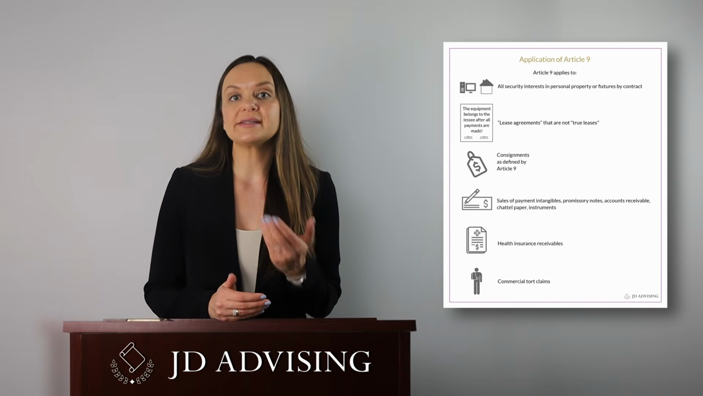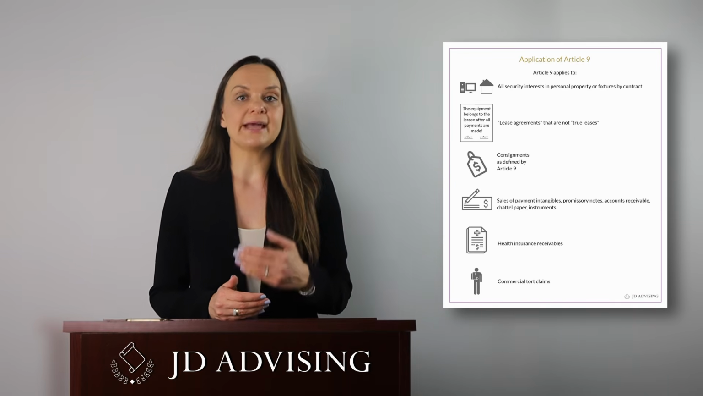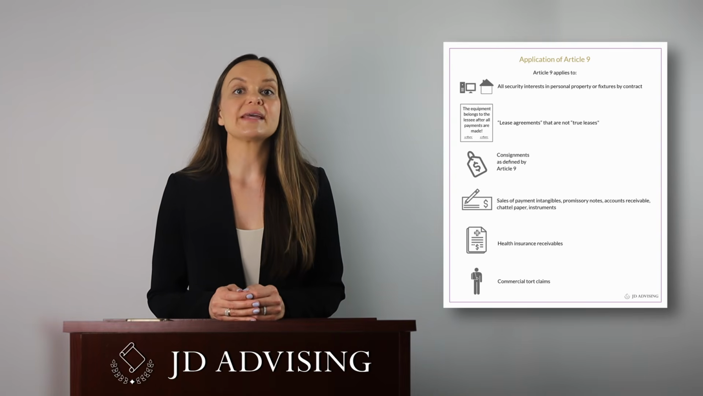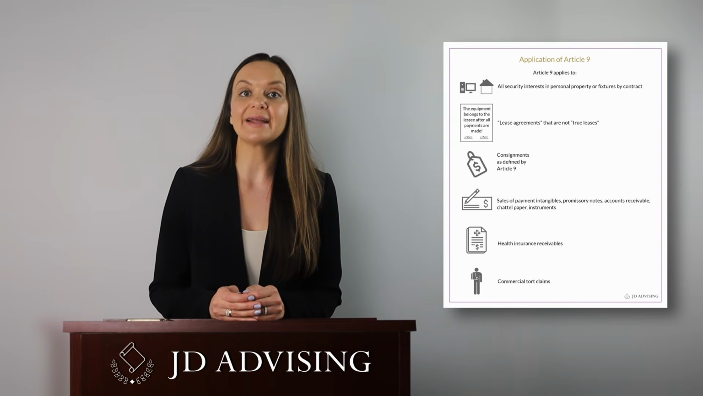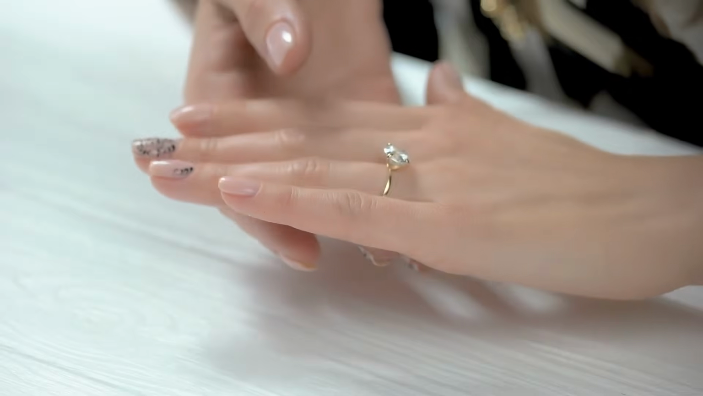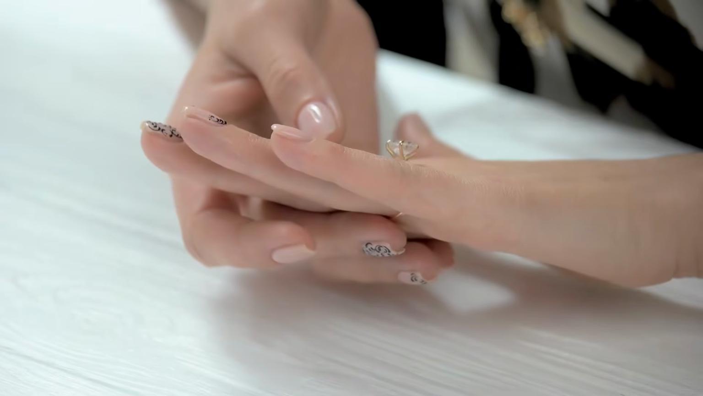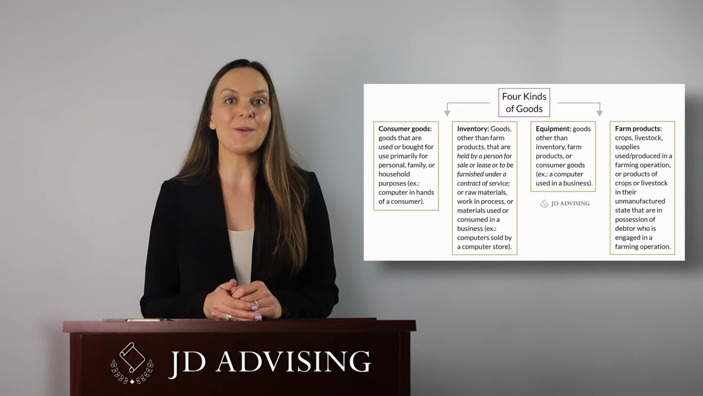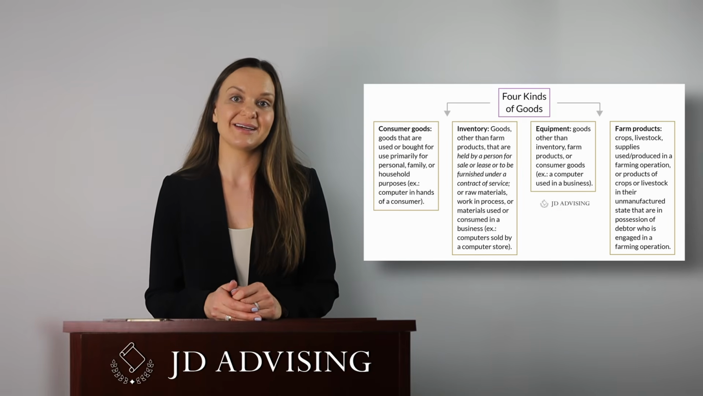So let me give you a quick example in terms of Article 9 and its application. The law states that it applies to all security interests in personal property or fixtures by contract. So for example, if I buy a ring on credit from the jewelry store, and we agree that the store will retain title to that ring until I pay it off, then this is a secured transaction to which Article 9 applies.